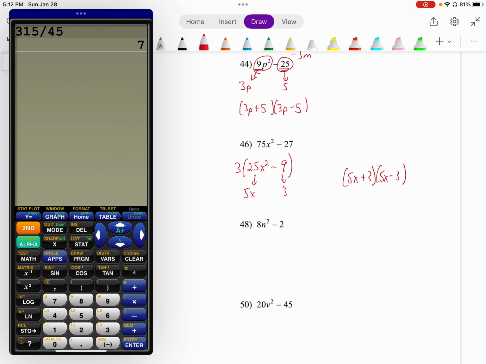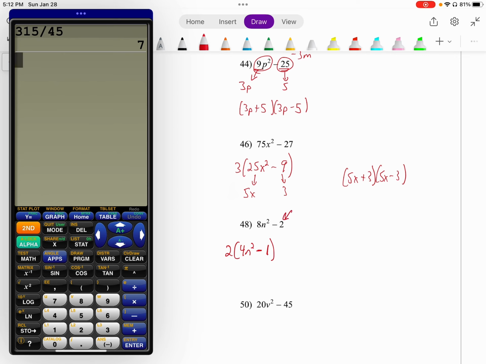We'll do one more. Let's do 48. Again, there's a common factor there. 2 goes into both of those. So factor out a 2. This would be 4n squared, be careful with this, minus 1. I wanted to do this one because of the 1. So when we factor out a 2 out of this 2, we have a 1.